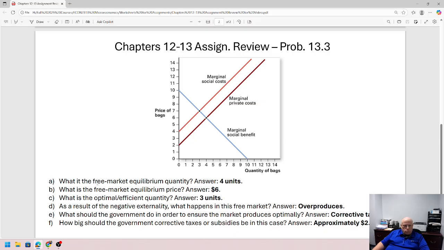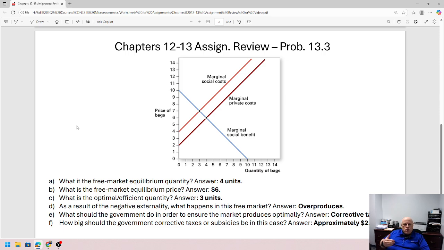All right, now, part C asks us, what is the optimal or efficient quantity? Okay, so for that, we would have to look at where the marginal social cost intersects the marginal social benefit. Okay, and where those two intersect is at a quantity of 3 bags, or 3 units. Okay, all right, so what is the optimal efficient quantity? It is 3 units.